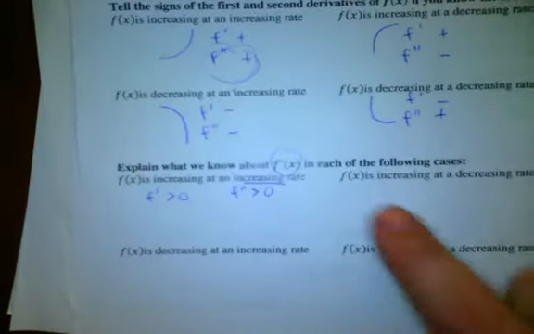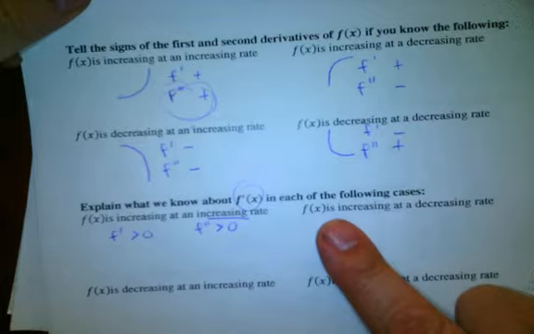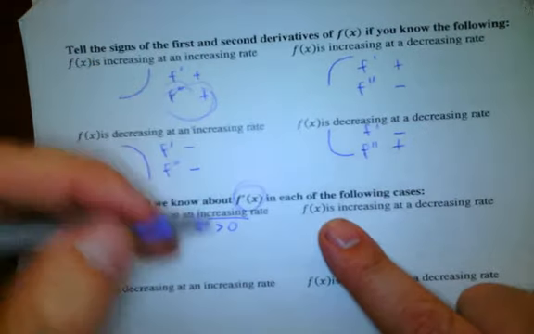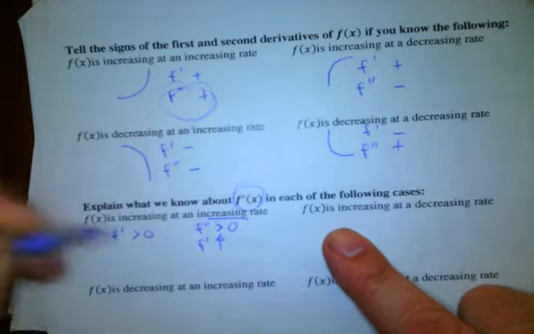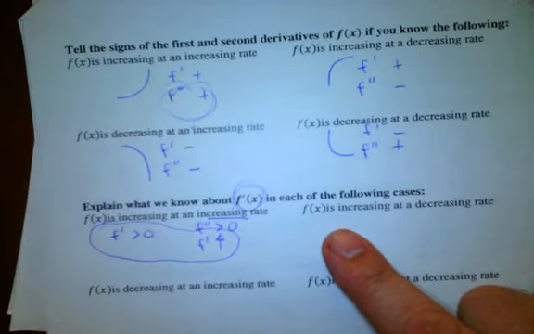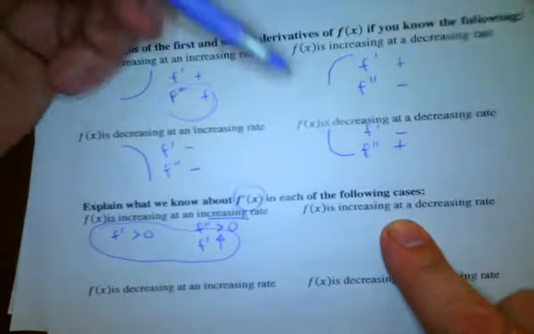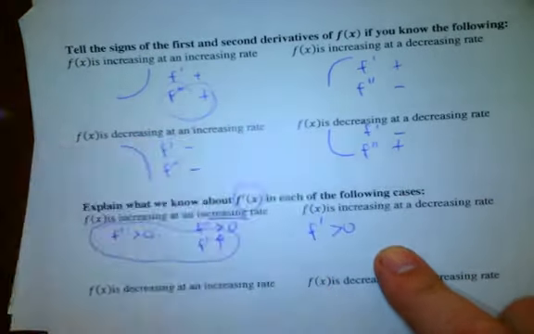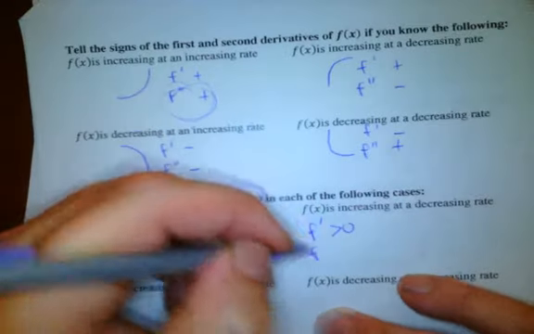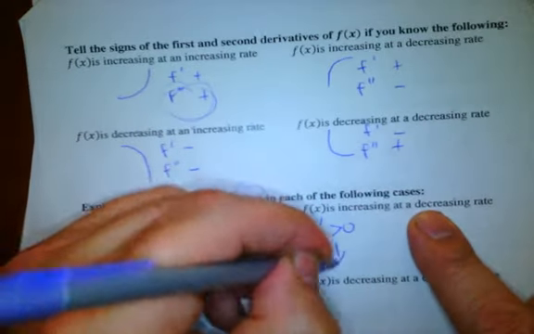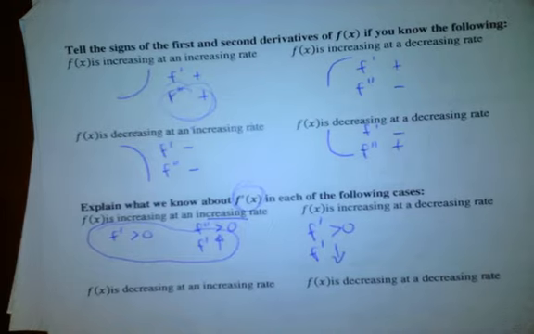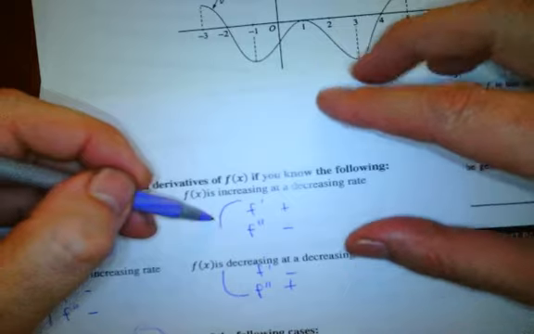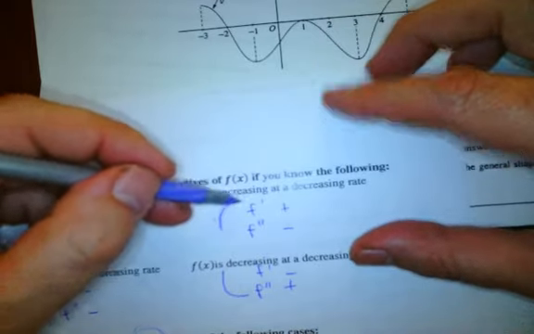Okay. Explain what we know about f prime in each of the cases below. f is increasing, so f prime is greater than 0. f is increasing at an increasing rate. Increasing at an increasing rate meant that, we saw it up here, f double prime is positive. Oh, I'm supposed to be talking about f prime. So yes, f double prime is greater than 0, and that means f prime is increasing. So I know these things.